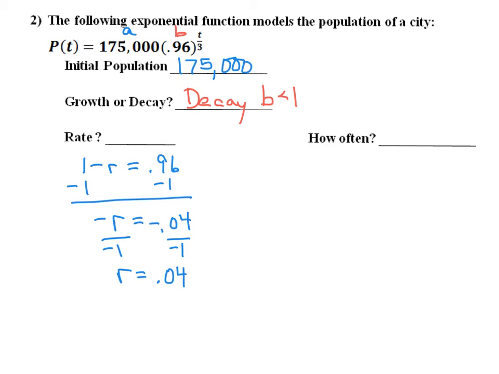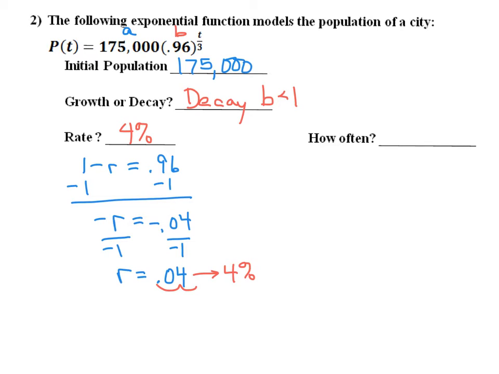So what that then tells me is that my rate is going to be 4% because I'm going to convert this over to a percent from a decimal, move that decimal point over 2 places to the right, so I see that the rate is 4%. So I have a decay problem where the population is declining or decaying by 4%.